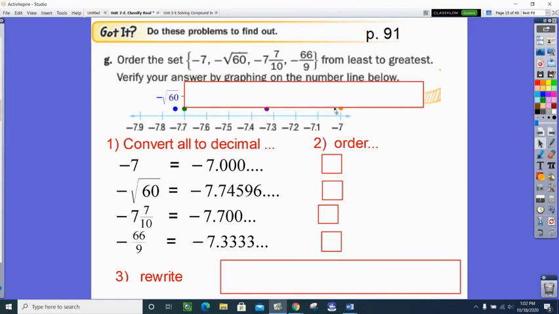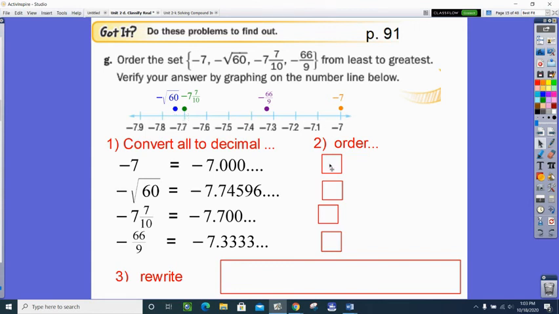direction. So I'm going to show you kind of where they plot up here. This -7.7-ish is where the green dot is. The -7.745, the square root of 60, is where the blue dot is. The -7 7/10 is the -7.7. The negative 7.3 repeating is right about where the purple dot is, and obviously negative 7 is there. And what you need to notice is that this negative 7.74596 is actually smaller. The negatives go in the opposite direction.